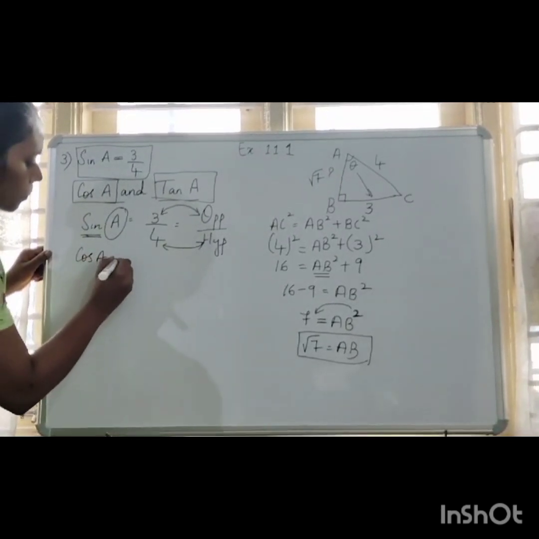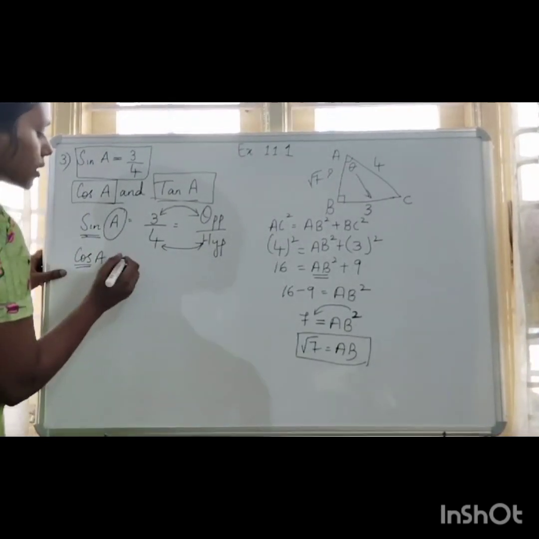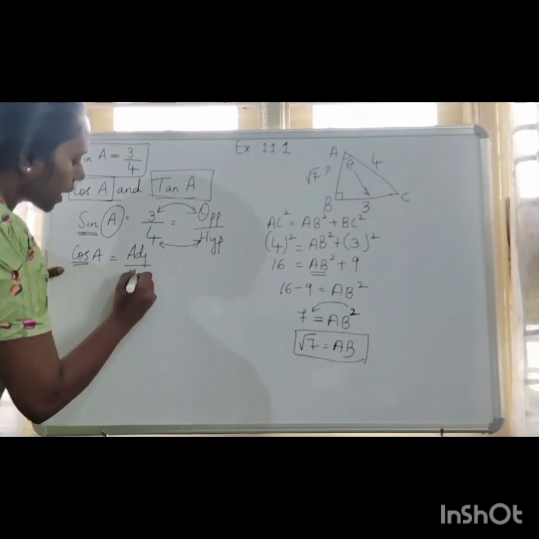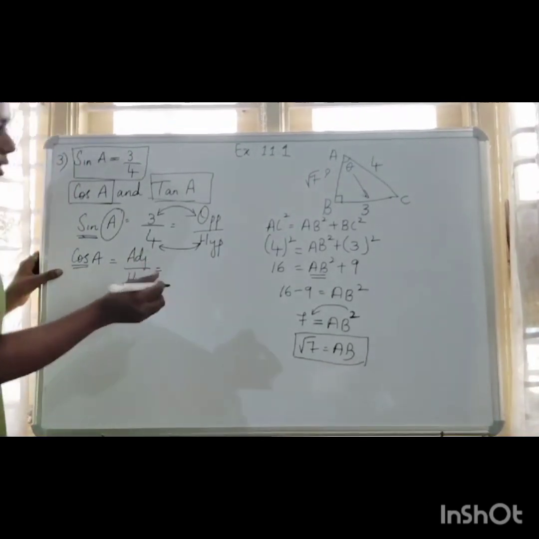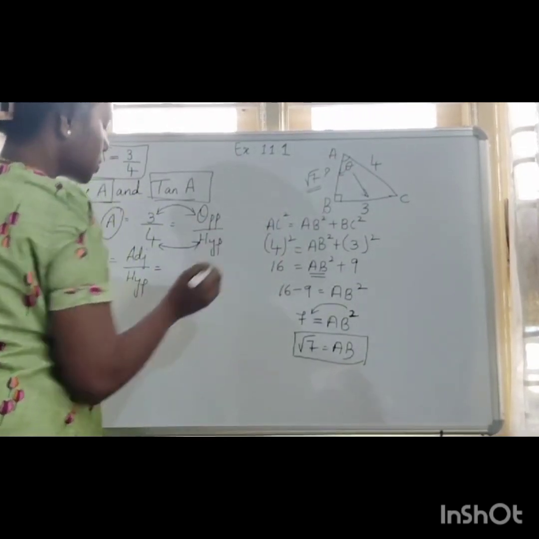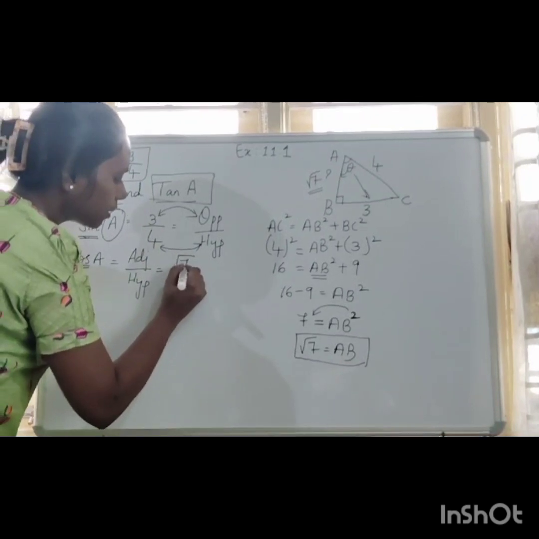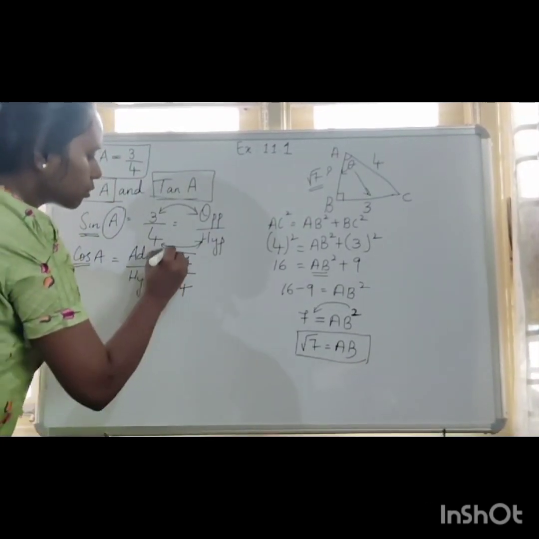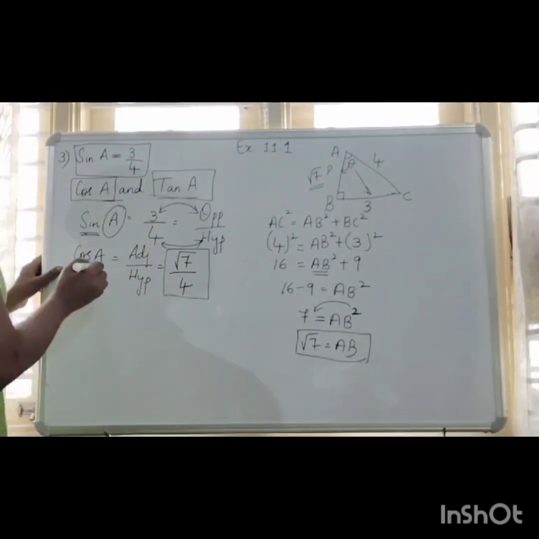Cos A. The ratio for cos is adjacent by hypotenuse. So adjacent is this side AB. So adjacent value is root 7. Root 7 by hypotenuse, which is 4. So this is our value for cos A.